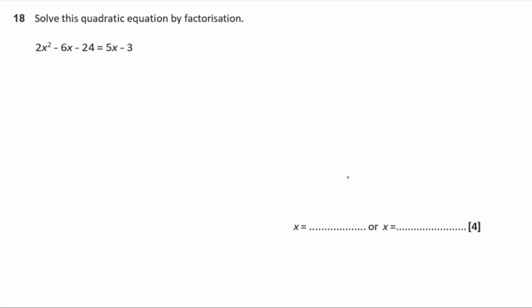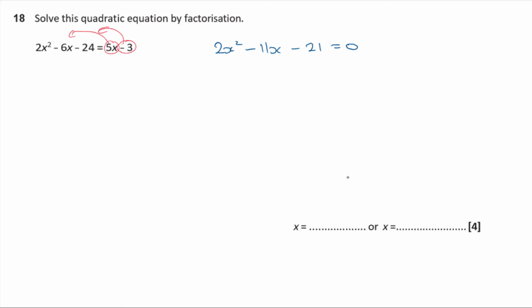Question 18. Solve this quadratic by factorization. Now I haven't got everything on one side yet, so I'm going to move everything over to the left hand side first of all. So subtracting 5x from both sides, I'm going to get 2x squared minus 11x, and then adding 3 to both sides, my minus 24 is going to change into minus 21. So then that is going to be equal to 0. Just moving this over to this side and this over to this side. Change sides, change signs. So I'm going to get 2x squared minus 11x minus 21 is equal to 0.